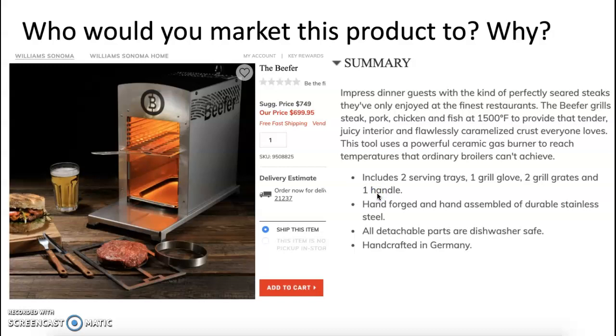All right, so let's look at a particular product. So let's flip it now and think, who would you market this product to and why? So this product is called the Beefer. It's on Williams-Sonoma's website. It is currently valued at $700, and it says, impressed dinner guests with the kind of perfectly seared steaks they've enjoyed only at fine restaurants. The Beefer grills steak, pork, chicken, and fish at 1,500 degrees Fahrenheit to provide that tender, juicy interior and flawlessly caramelized crust. So it tells you about some of the things that are included, etc. So think about, who would you market this product to? Who would be the customer for this product?